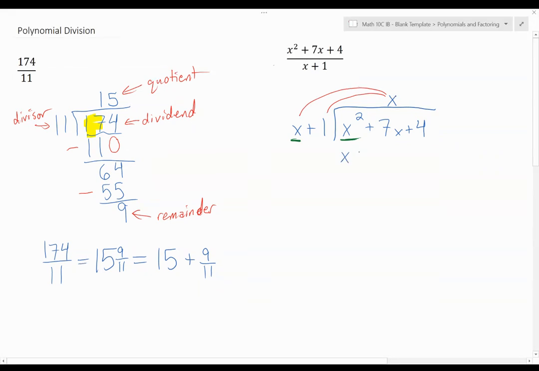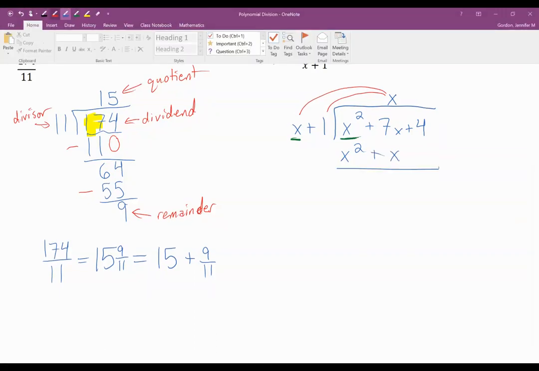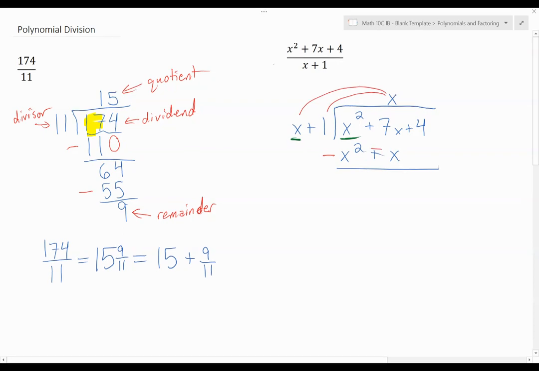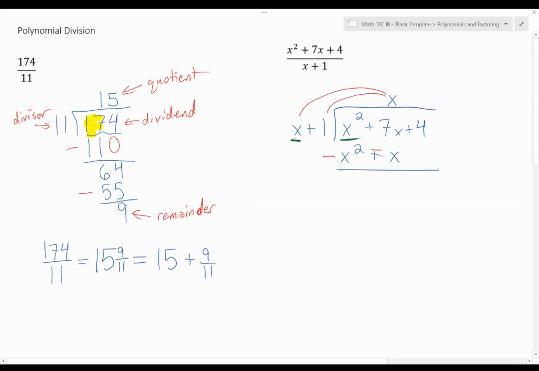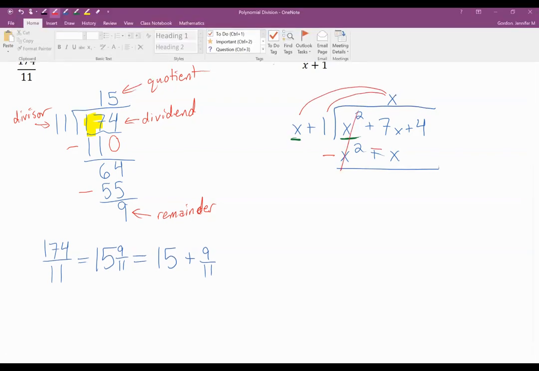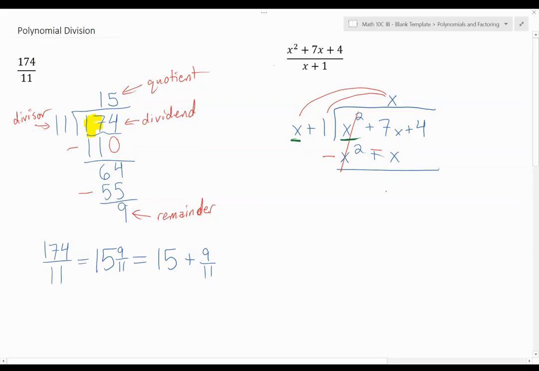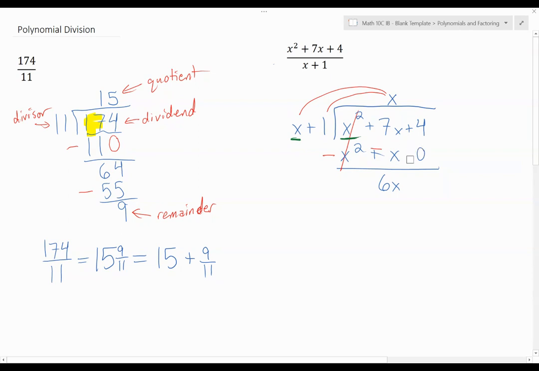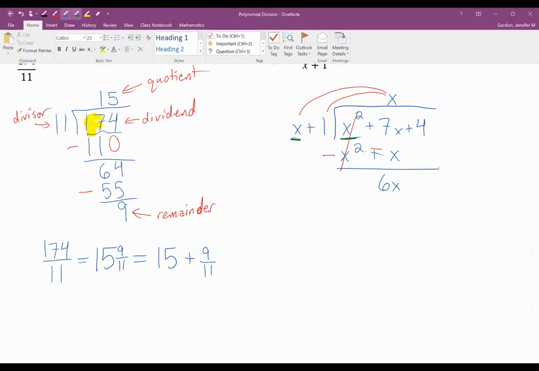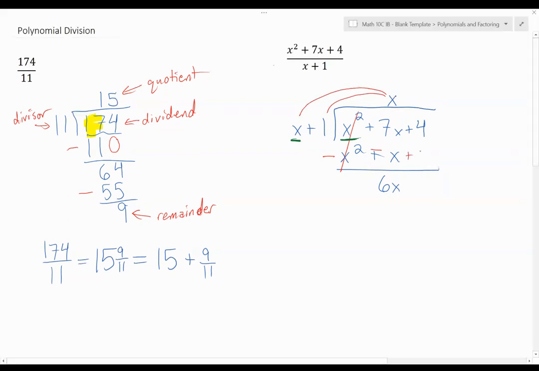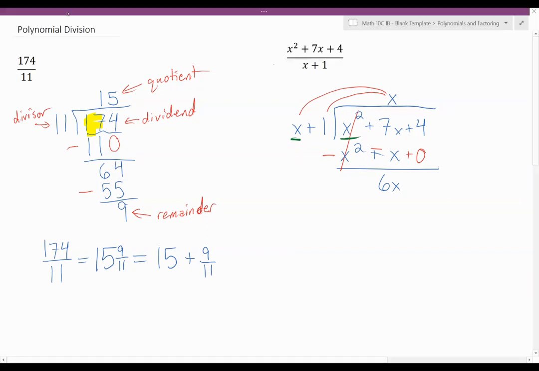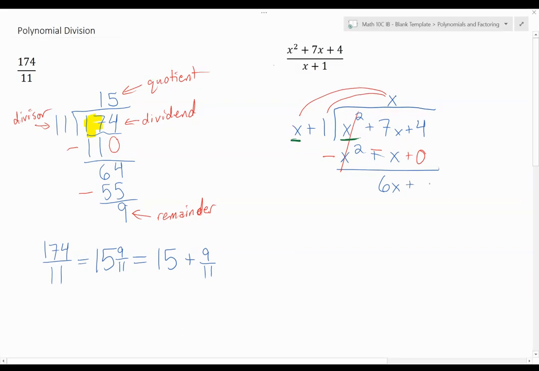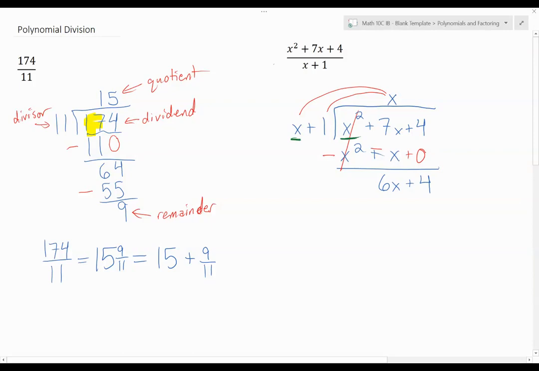So this gives me x squared plus x. My next step is to subtract. I do have to remember to distribute that subtraction. So I have x squared minus x squared, which is gone. 7x minus x is 6x. And then this was again a plus 0, so I can subtract 4 minus 0. You don't have to write this plus 0, so I'll put it in red, but this now is 6x plus 4. So that's what I have left over, and I can divide again.